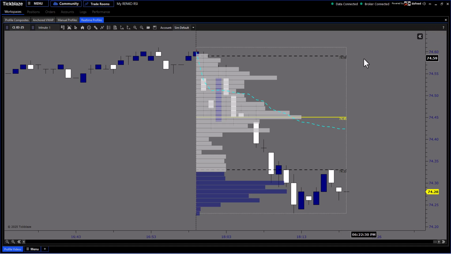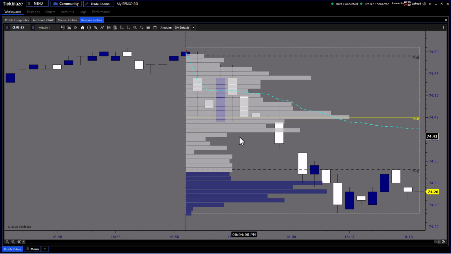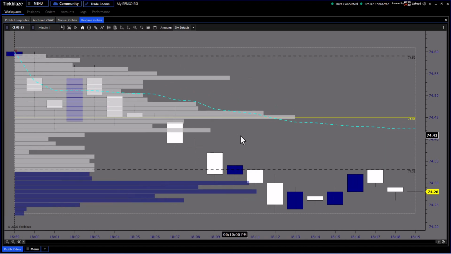So if you have any other questions on real-time profiles, let us know. These are going to be something that you can use interchangeably, or you can use for trade management.